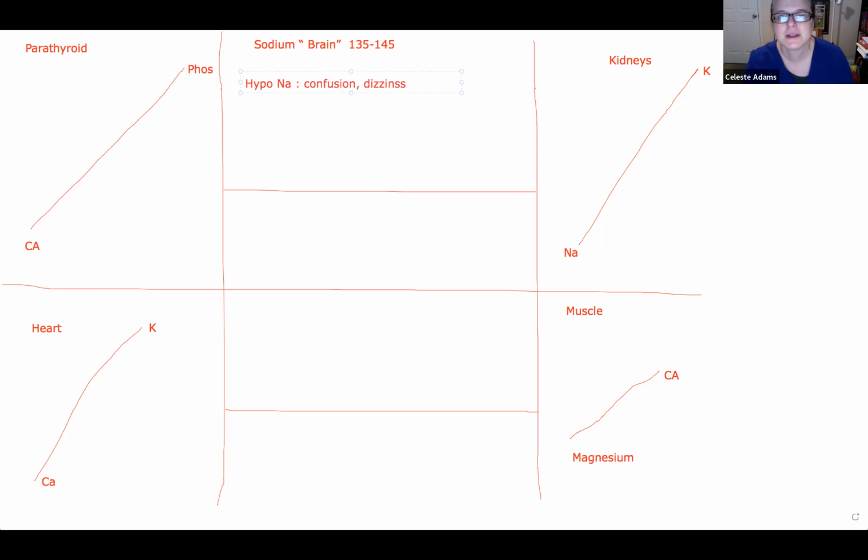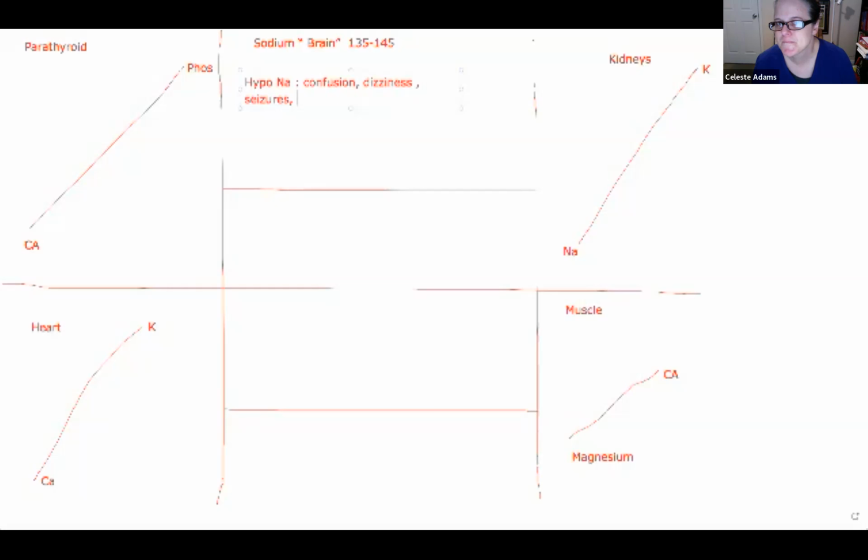What's another one? What's another big brain symptom? Seizures. Somebody else said something? Okay, coma is going to be another one. That's going to be your most severe in hyponatremia.